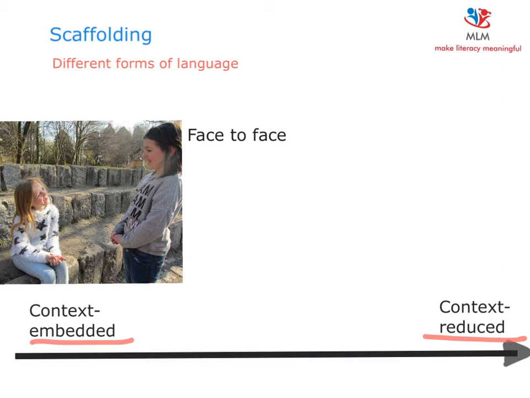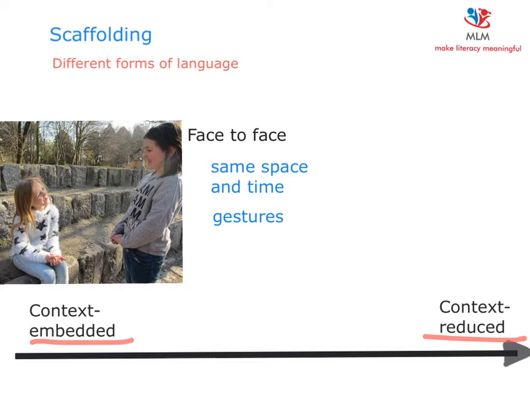Both people share the same space and time, therefore they can refer to the context when talking. Furthermore, they might use gestures to underline what they say, and the face expresses parts of the message.